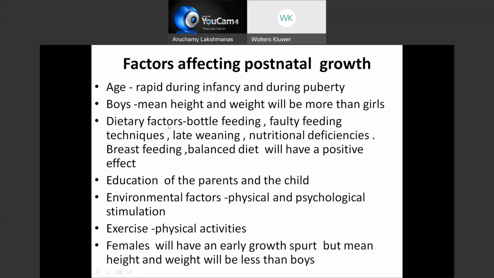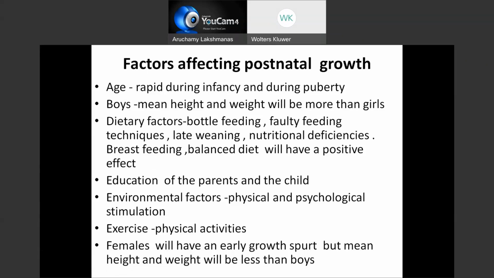Dietary factors: bottle feeding, faulty feeding techniques, late feeding, and nutrition deficiencies will decrease the growth. Breastfeeding and a balanced diet will have a positive effect. Education of parents: they can understand the importance of nutrition, give good nutritive food, and take good care. So education plays an important role in postnatal growth.